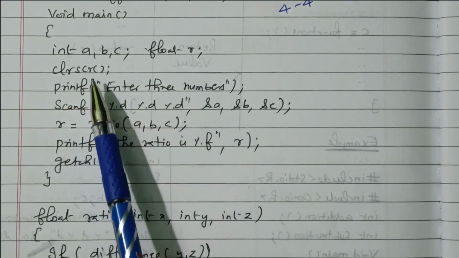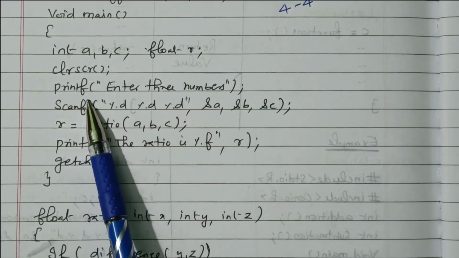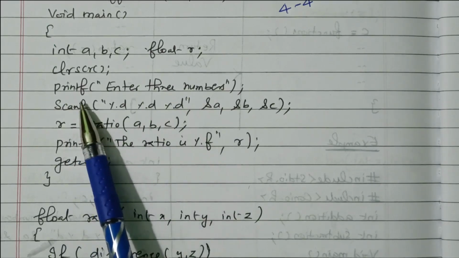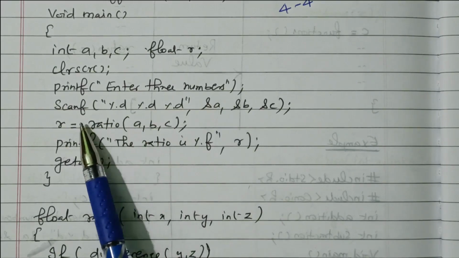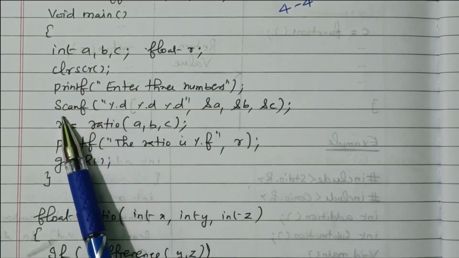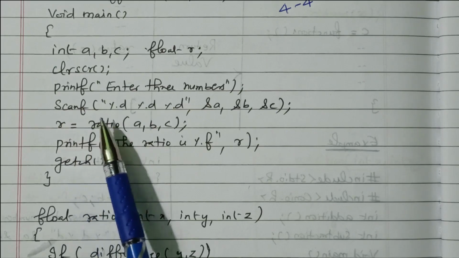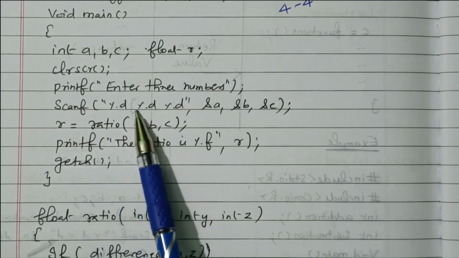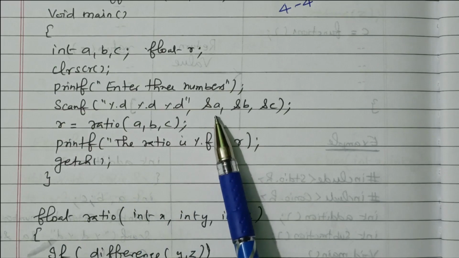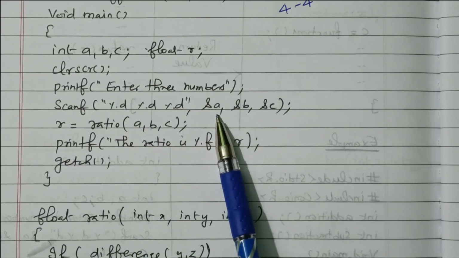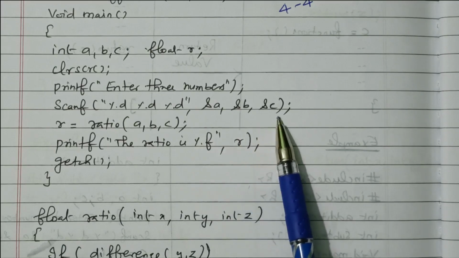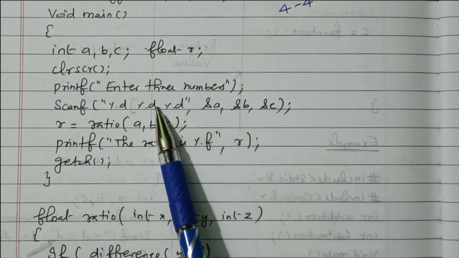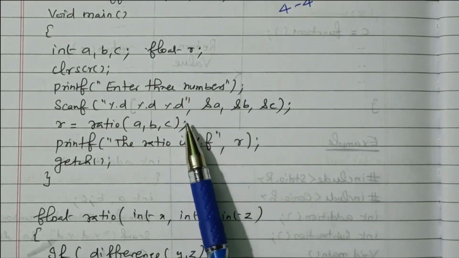So after clear screen, we ask the user to enter the three numbers. printf enter 3 numbers. The user will enter 3 integer numbers. By using scanf statement, we can scan the numbers. %d indicates the integer type. The 3 numbers are stored in &a, &b, and &c, that is address of a, address of b, and address of c. Now we got these 3 values from the user.